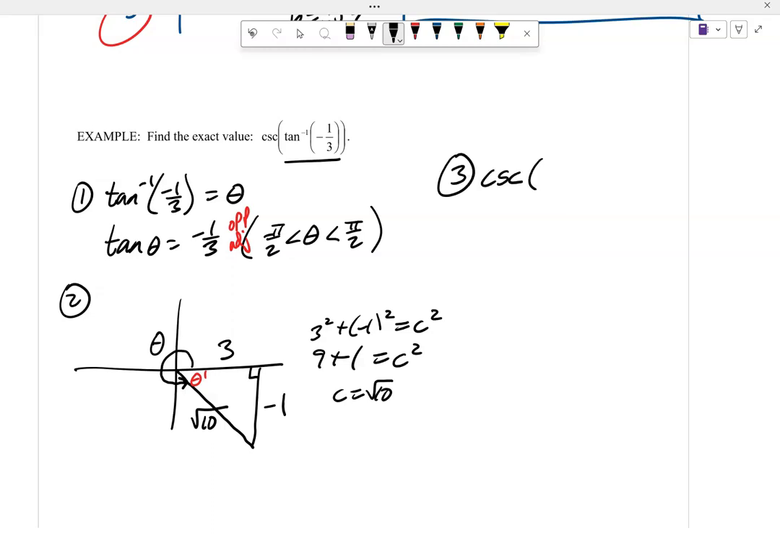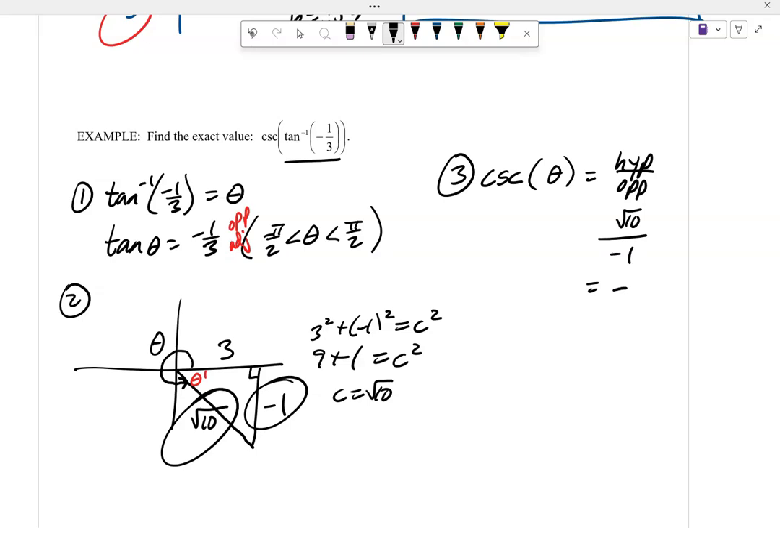And step 3. Cosecant, remember we called the arctangent, we called that theta, equals. Well, cosecant's a reciprocal to sine, right? We know sine is opposite over hypotenuse, so this will just be hypotenuse over opposite. Well, the hypotenuse is root 10, opposite is negative 1. So root 10 over negative 1, or negative root 10, take that up to the top. So the cosecant of the arctangent of negative 1/3 is negative root 10.